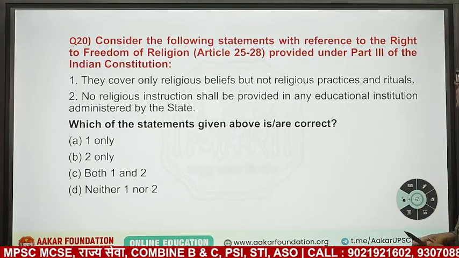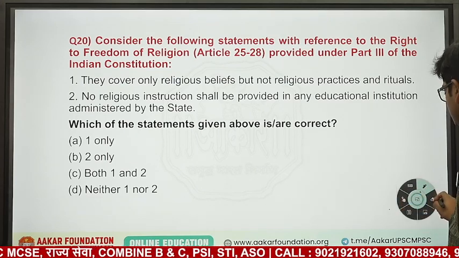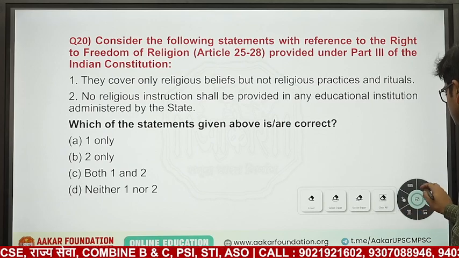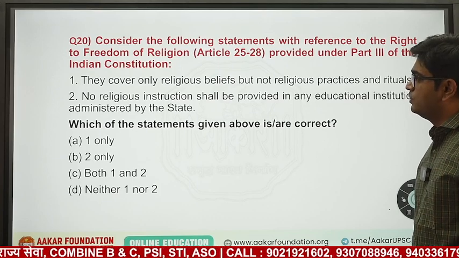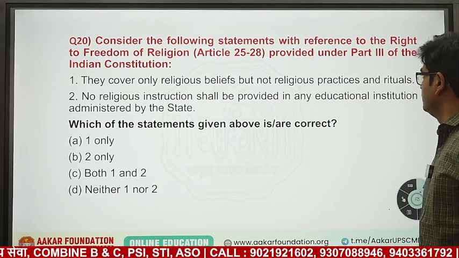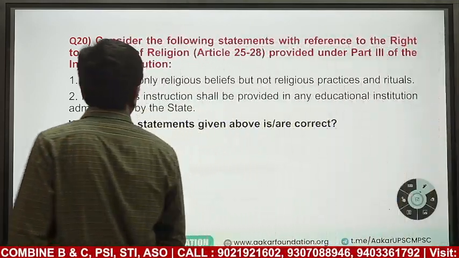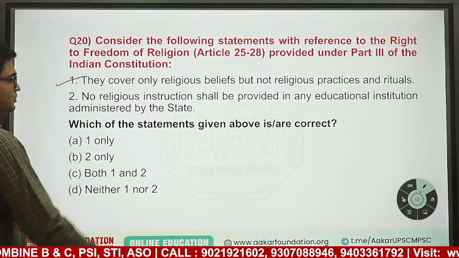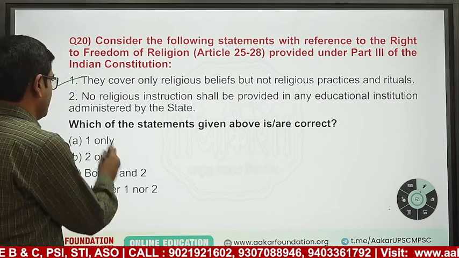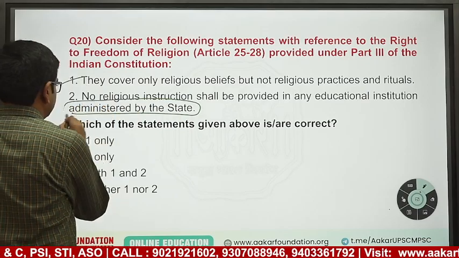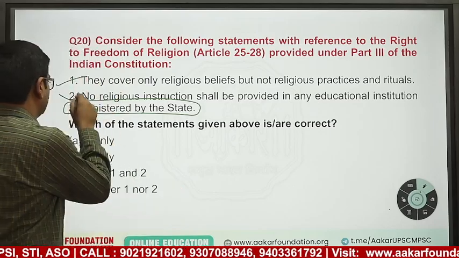Consider the following statements with reference to the right to freedom of religion. Articles 25-28. They cover only religious beliefs but not religious practices and rituals. Actually, they cover both. Okay? No religious instruction shall be provided in any educational institution administered by the state. Now, I have already told you, administered by the state is not the condition. Fully aided by the state, that is the condition, that no religious instruction shall be provided. So this is wrong.